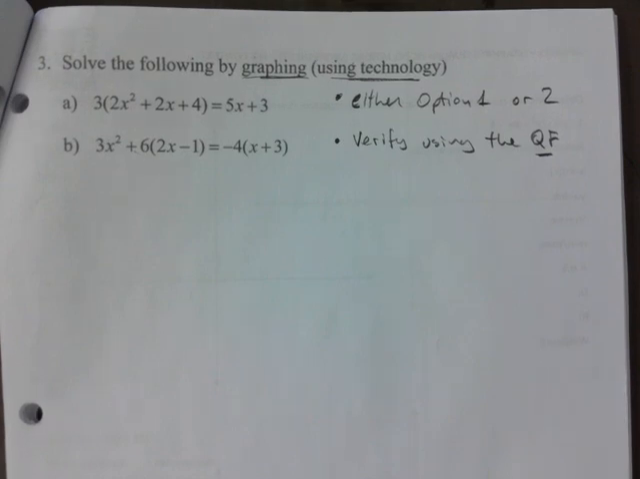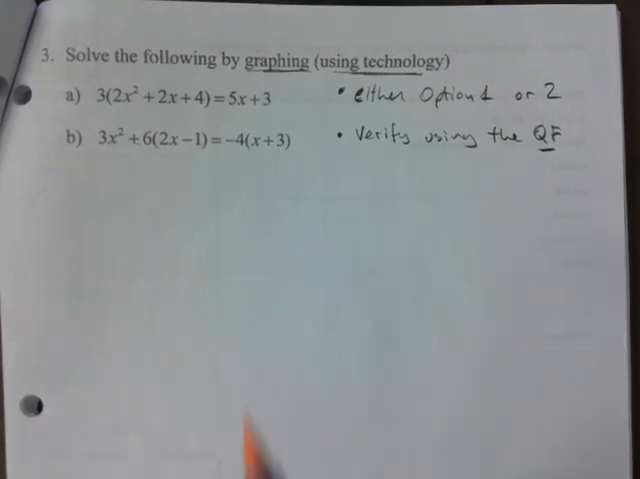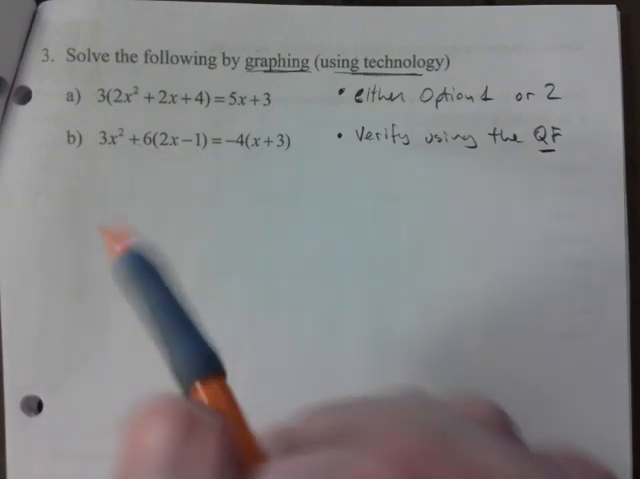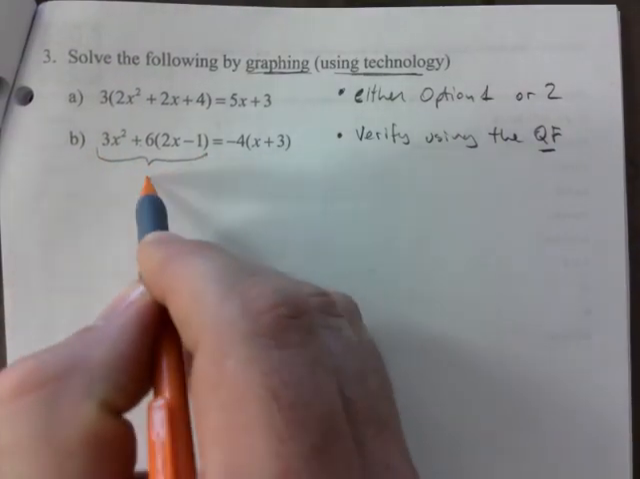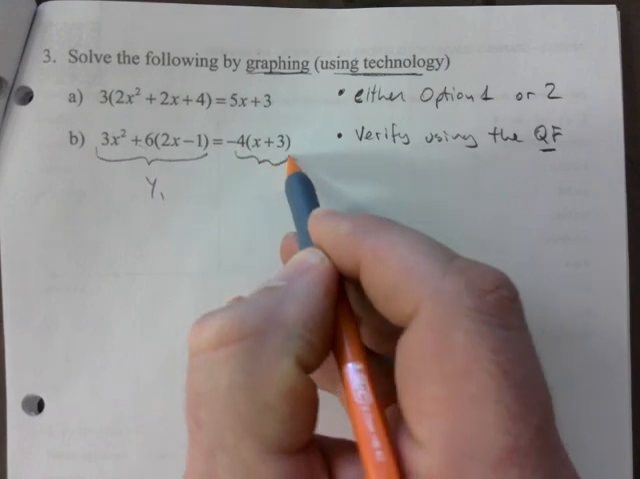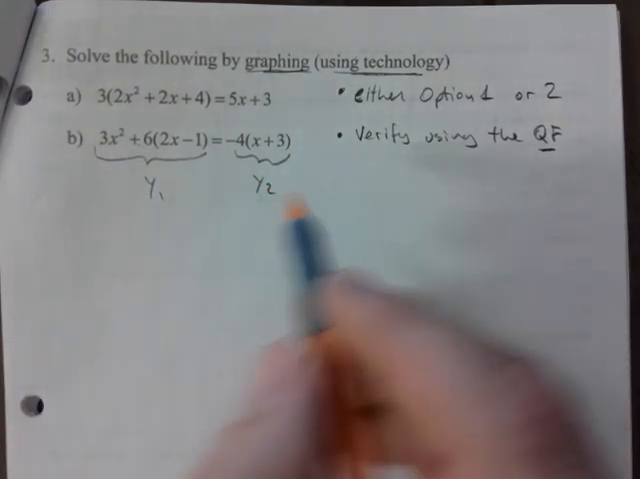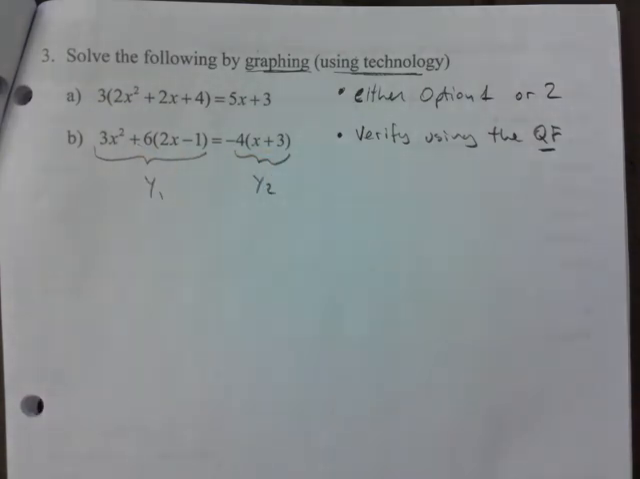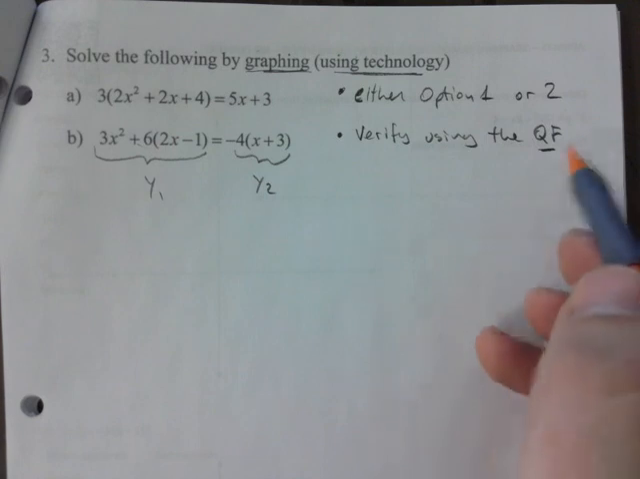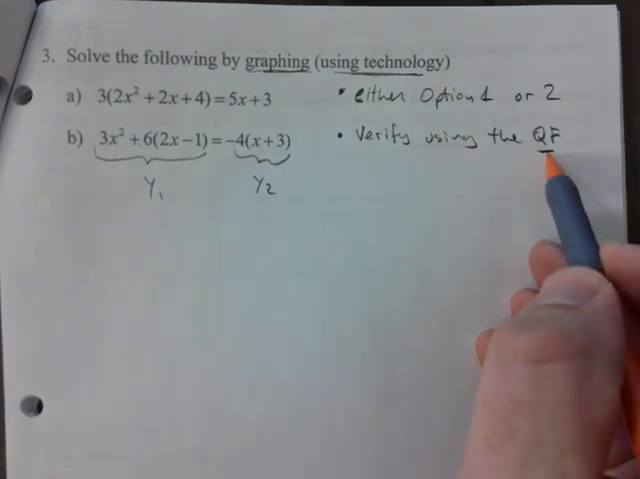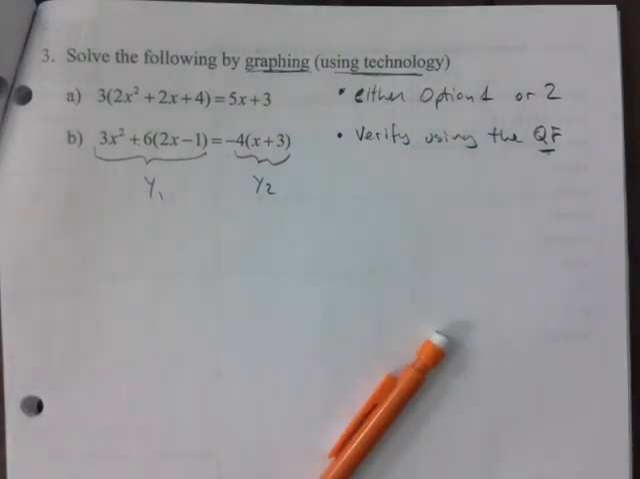Okay. So I'll say it one more time. Go y1, y2 like this, and find the intercepts. Then rewrite this whole thing, bring everything over to one side, clean it up, and then verify using your quadratic formula. Okay, so I'll give you some time to do that.